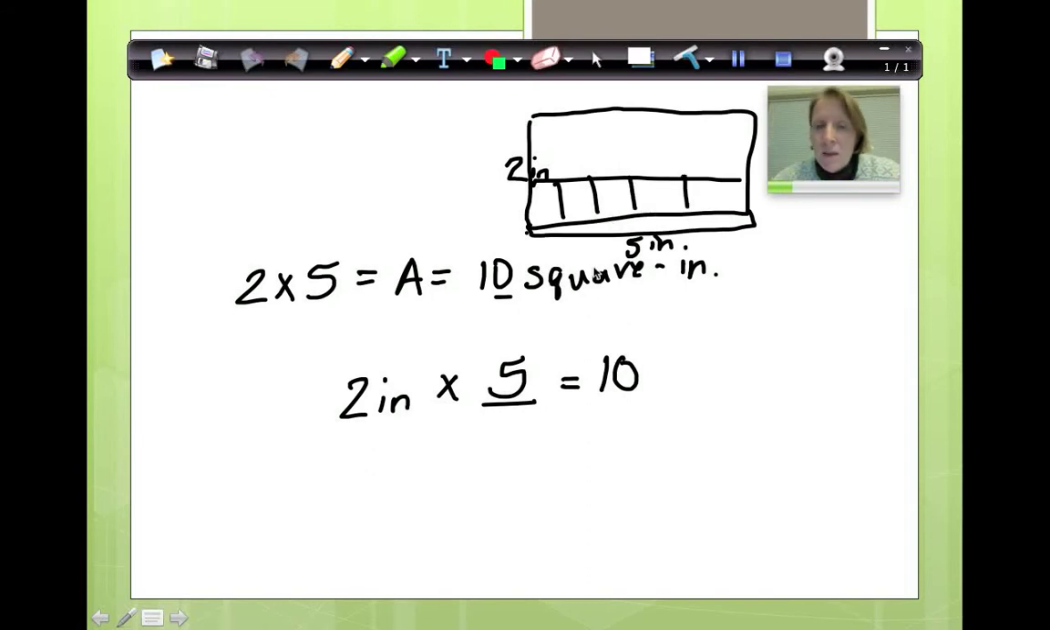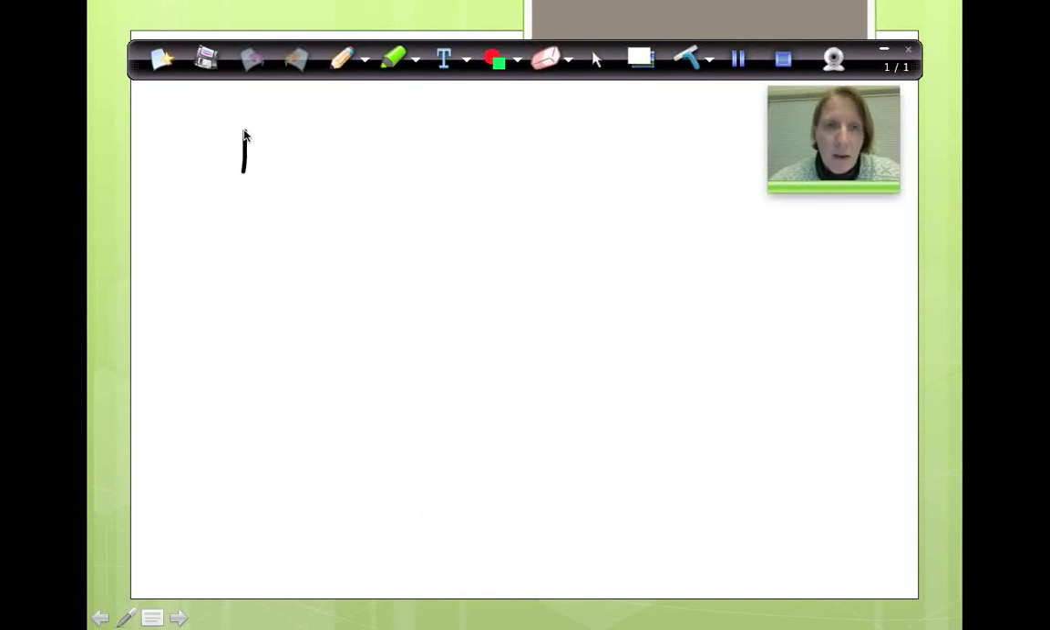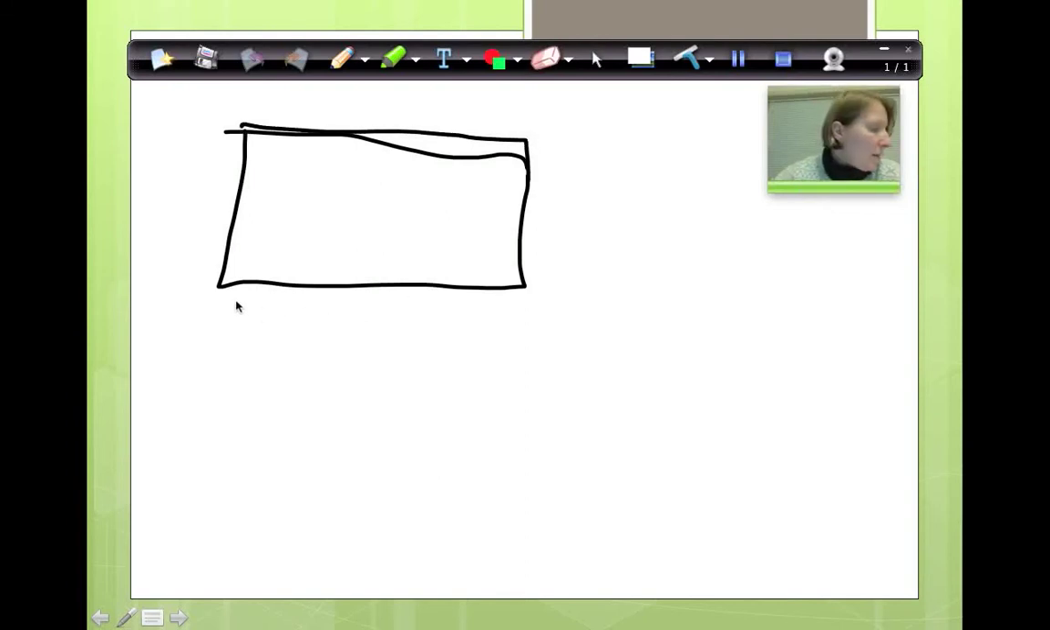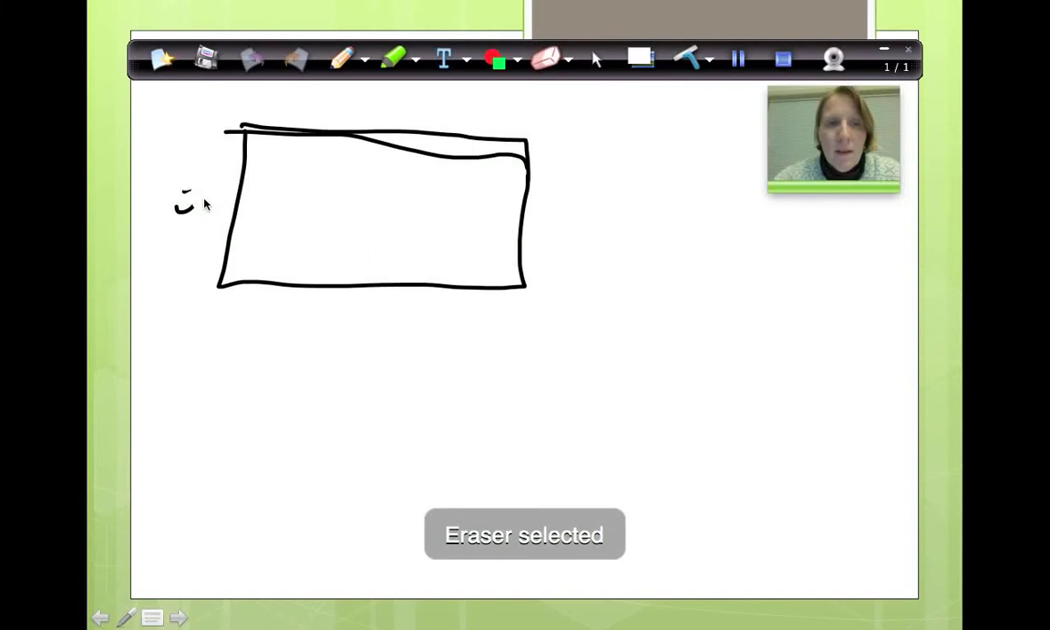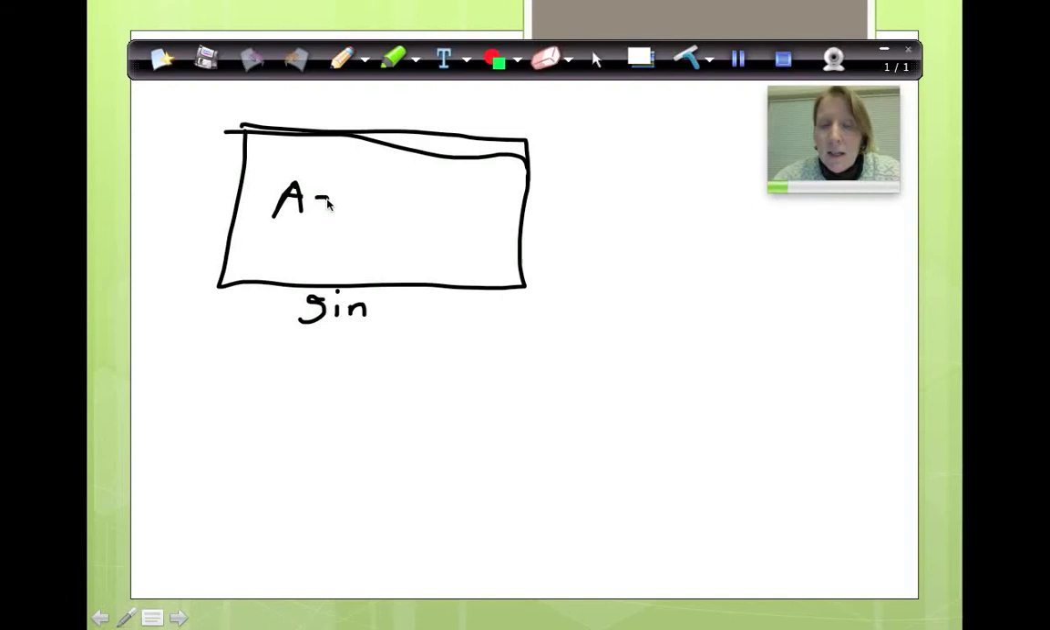Okay? Now, let's do something else. This time when I give you a rectangle, here's your rectangle. Well, that's a very crazy looking rectangle. When I give you this rectangle, I'm going to tell you that this is 5 inches. Then I'm going to tell you that the area is 15 square inches. Can you tell me what this one is?